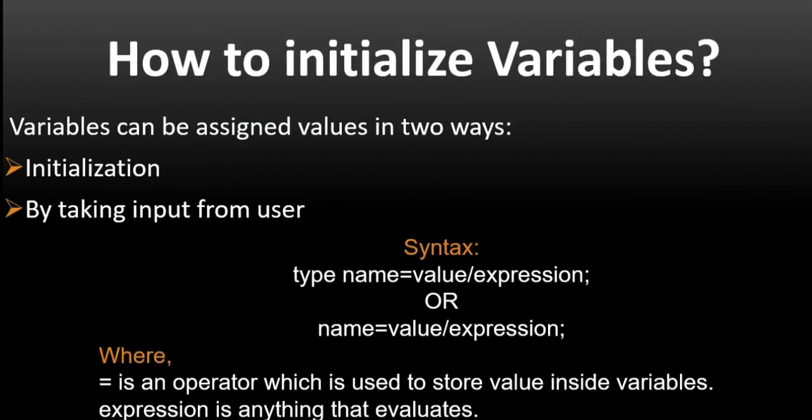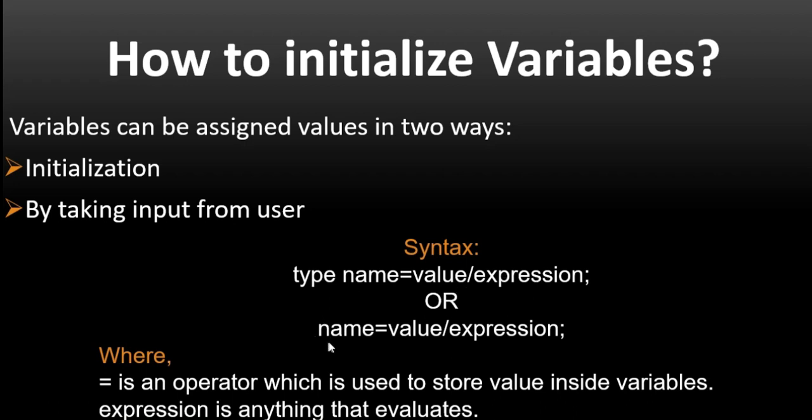How to initialize a variable? If you want to initialize a variable, there are two ways. Number one, you can do initialization in your program only. Another way is you can take input from the user at runtime. So here is the syntax for declaring a variable: type name equal to value or an expression. Type is nothing but data type. Name is nothing but the variable name given to your data, and equal to is an assignment operator. Then you can assign a value directly or you can give an expression.